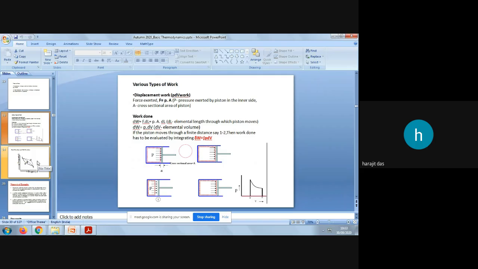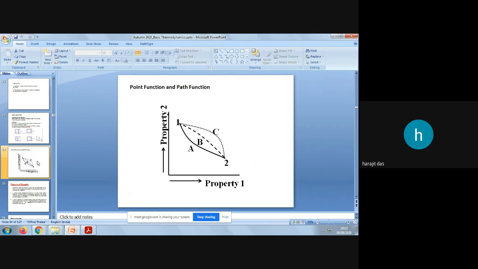So after this PdV, yeah, I have given some videos actually. I think all of you have gone through those videos, where you are able to find out what is a point function and what is a path function, okay. So point function means what? This is one process from 1 to 2, this is one process. Okay, from 1 to 2, for this path B, this is another process, and from 1 to 2 this path is C. So A, B, C are three paths by which you are reaching from 1 to 2.